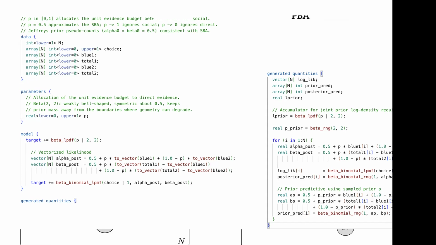Good. Any questions on the proportional base?